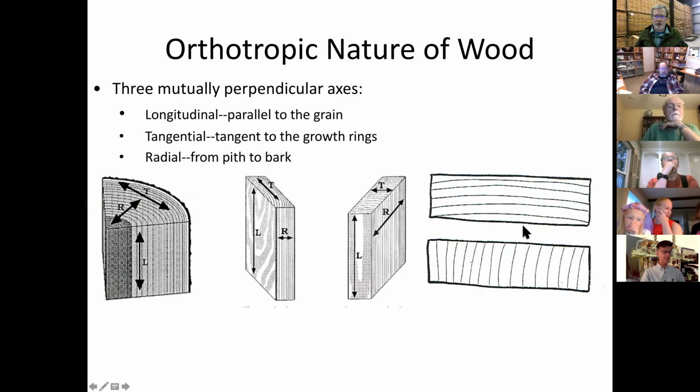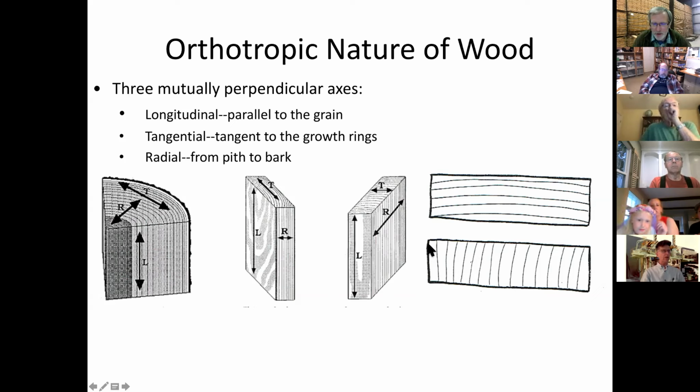Okay, so the orthotropic nature, right? We know tangential and radial at this point. In a plane sawn piece, the width of the board is going to be the tangential plane of reference. In a quarter sawn piece, the width of the board is going to be the radial plane of reference. So what is the thickness in a plane sawn board? Any guesses? That's going to be the radial plane of reference. What is the thickness in a quarter sawn piece? That is going to be a tangential plane of reference.